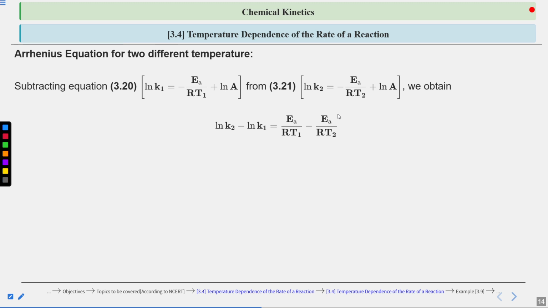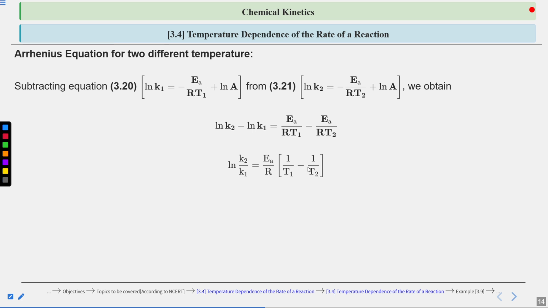The rest of the terms cancel out because they are equal, only the sign will change. So this is the equation we get from the subtraction of equation 3.20 from equation 3.21: ln K2 minus ln K1 is equal to EA by R T1 minus EA by R T2. Now, you can write ln A minus ln B as ln A by B. So ln of K2 by K1 equals EA by R, taking it common from these two terms, times 1 by T1 minus 1 by T2.